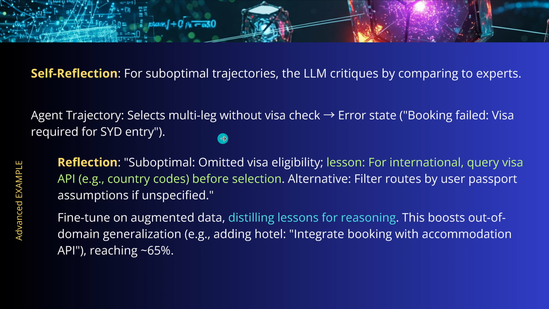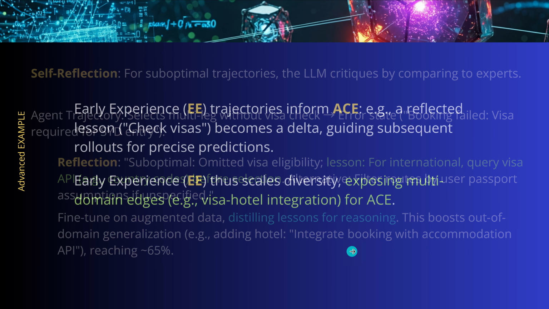And the more paths you have, the more options you have, the more feedback you get from the booking system. Yes, you do have a trial and error system, but it learns really fast. You have now augmented data and you can fine-tune your agent on those. Also distilling lessons for the reasoning path, because the more lessons you have, the better the system understands the cause and effect of reality, or of your booking agent. Plus, it boosts out-of-domain generalization. Let's say you want to add a hotel, integrate booking with an accommodation API, and you reach a better performance.